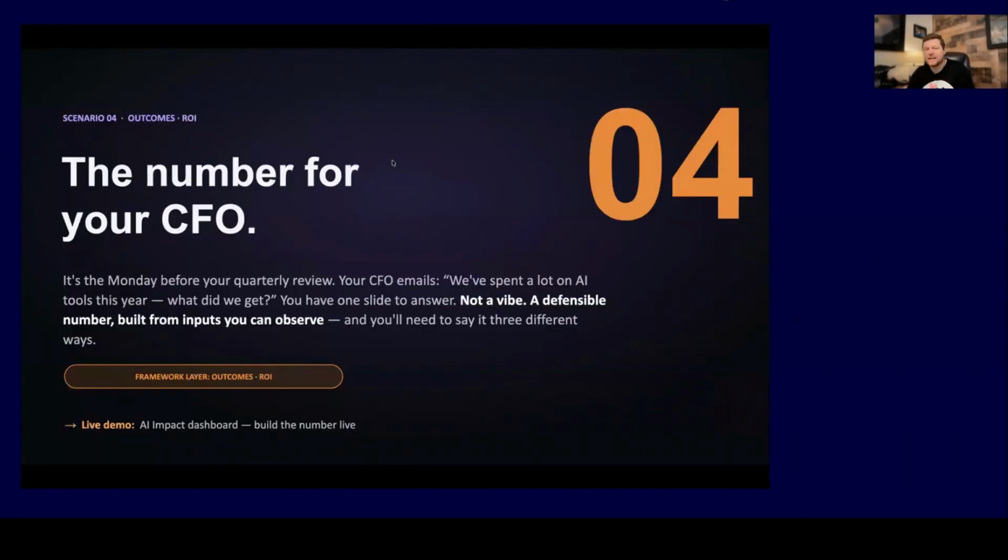And then, last scenario, again, this is the final one, and we're talking about the outcomes part of the framework here. And this is the ROI question. So obviously, one of the biggest things top of mind that we're really trying to get to.